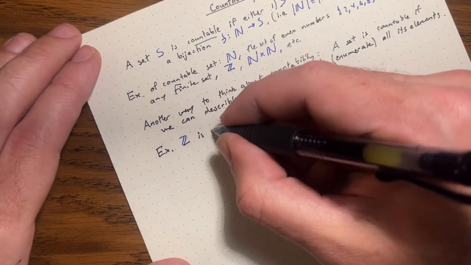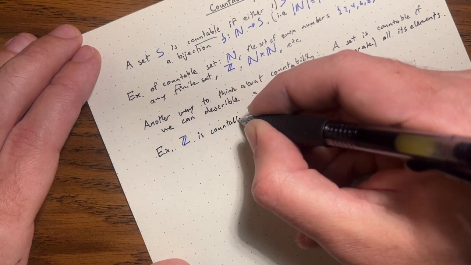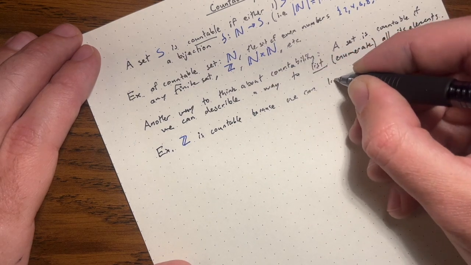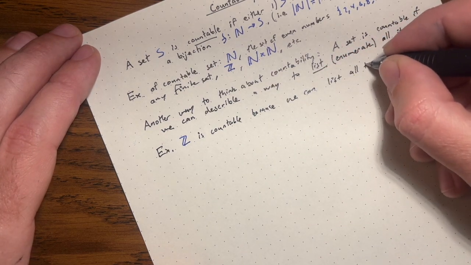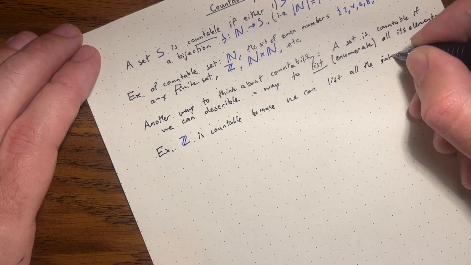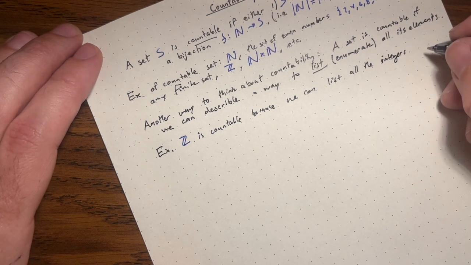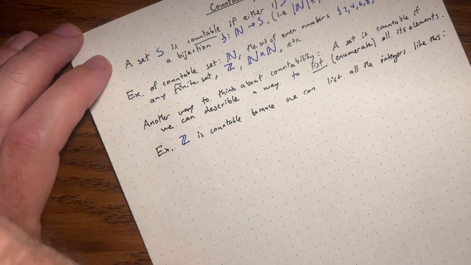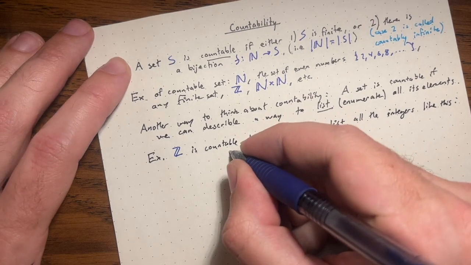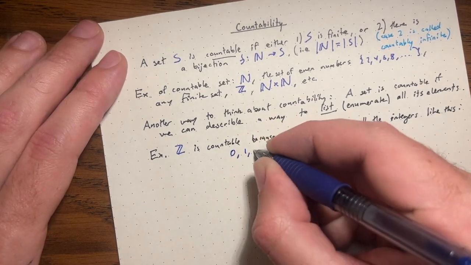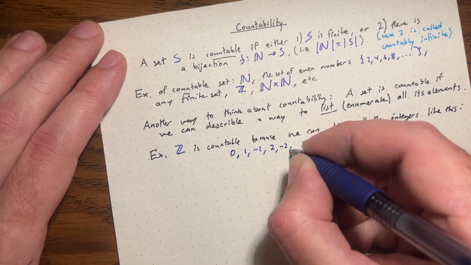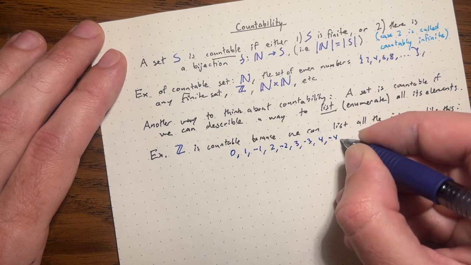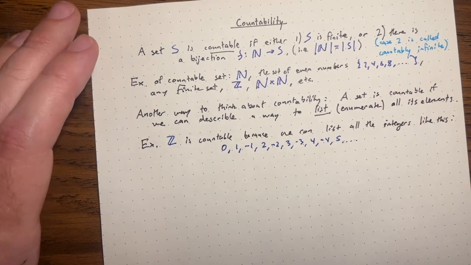So Z is countable because we can list the integers, all the integers, and I have to be able to describe a way to do it that'll actually get them all. So here's one way to do it, like this. You can go 0, 1, minus 1, 2, minus 2, 3, minus 3, 4, minus 4, 5, etc.